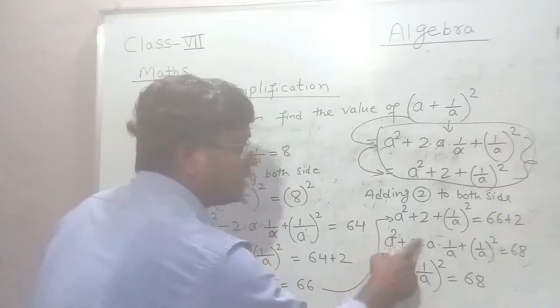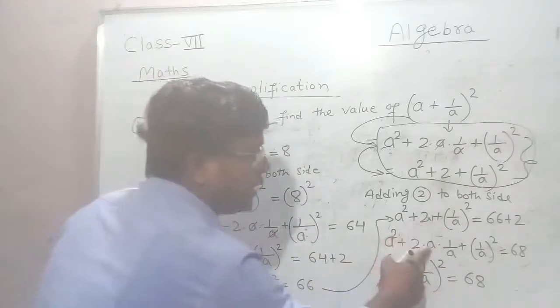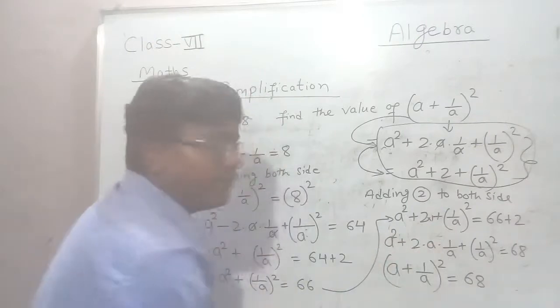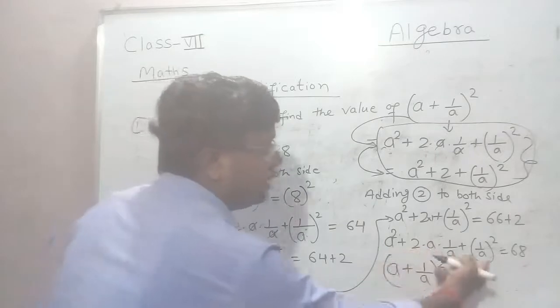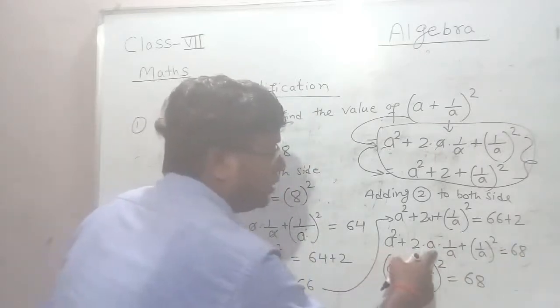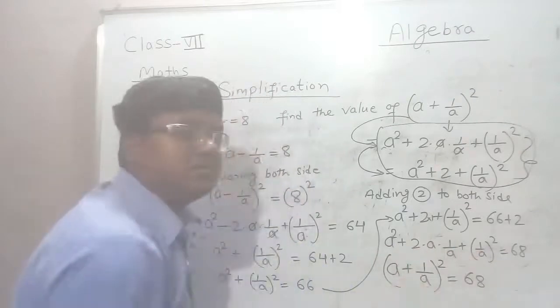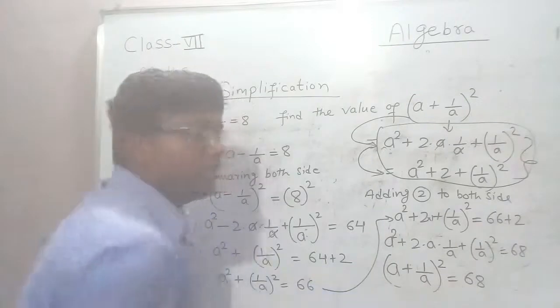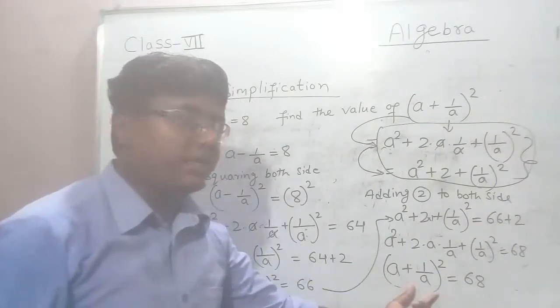So in a square plus 2, this 2 is understood as 2 into 1. In place of 1 we can write a into 1 upon a, because a cancels, that means 1. So this is the formula for a square plus 2a into 1 upon a plus 1 upon a whole square, which is the formula for a plus 1 upon a whole square, is equal to 68. So this is the value. I hope it is clear for you.